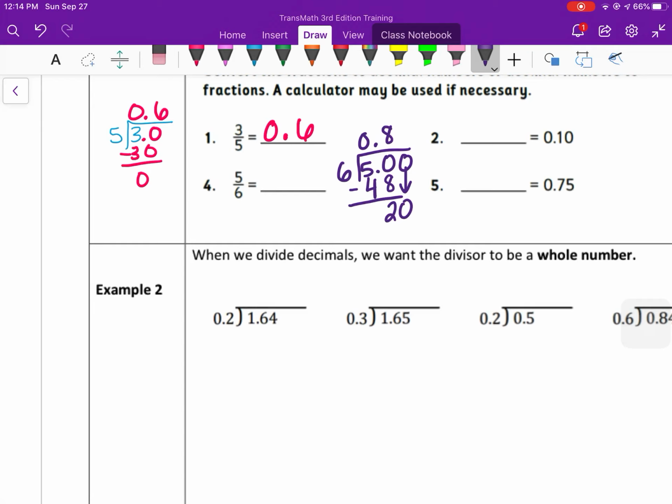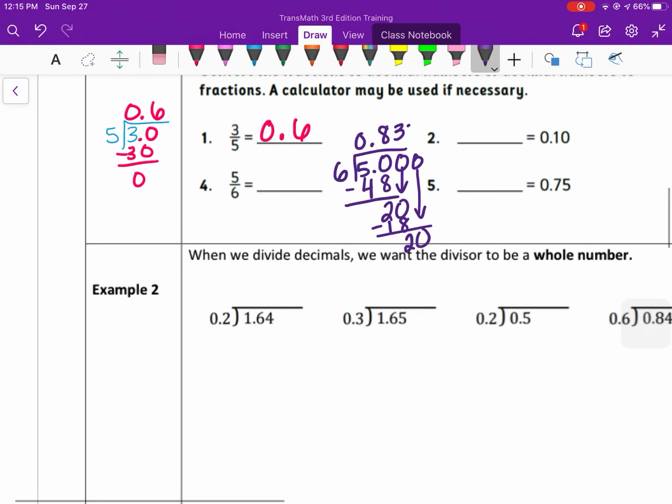Then we have to add a 0 to bring down. 6 fits into 20, 6, 12, 18, 3 times. I'm going to subtract 18, 19, 20, 2 left over, bring down another 0. 6 fits into 20 3 times, that's 18. Subtract, that's 2, and you could bring down a 0.